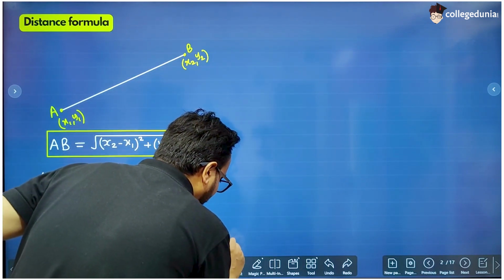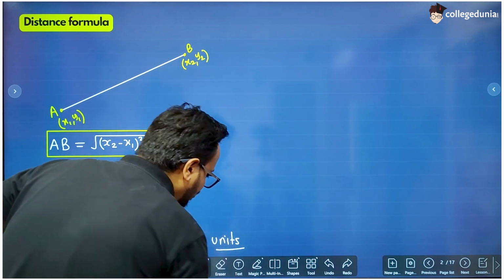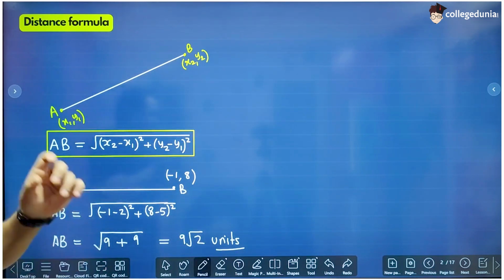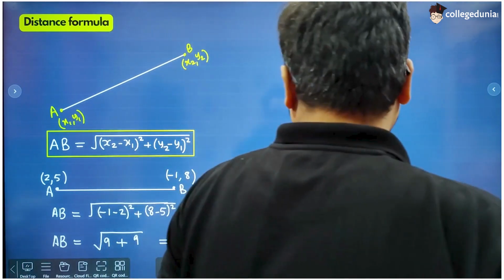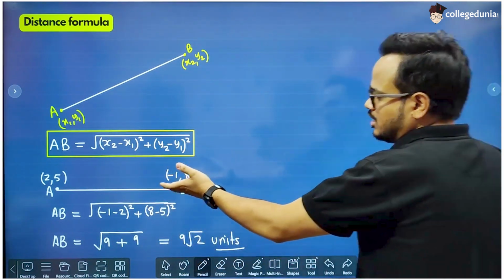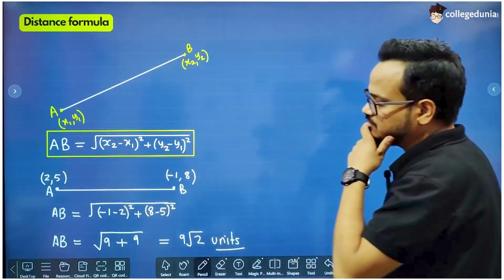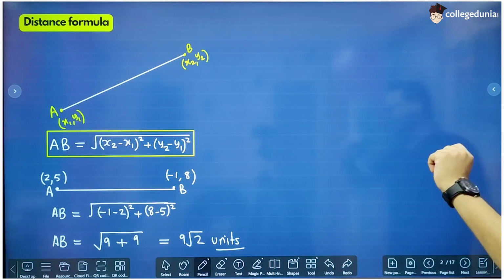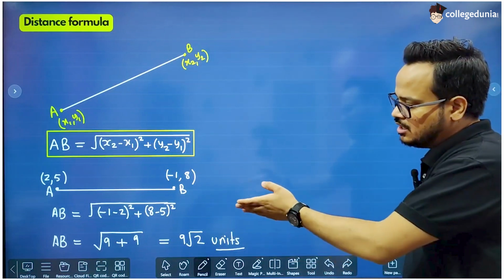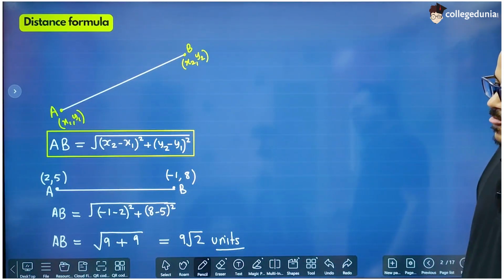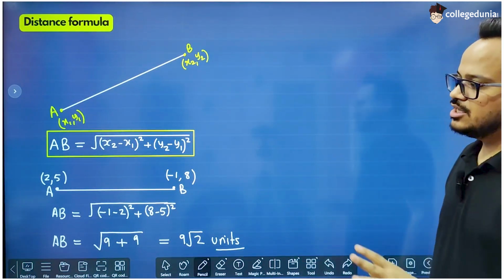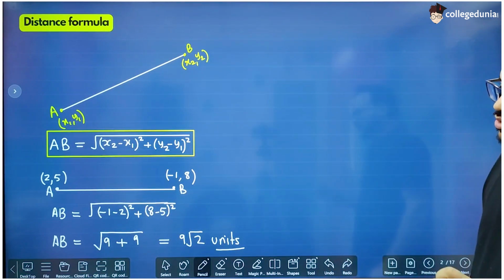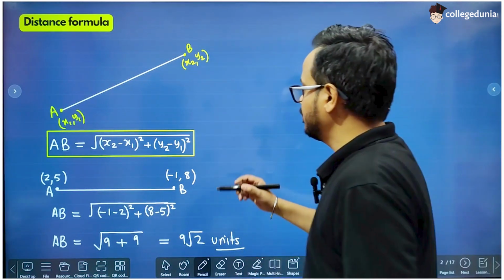And whenever we are finding the distance, we will write the word units because the distance is always in some kind of units. So we do not know what are the units of this 2, 5 and minus 1, 8. If the units were given in the question, like these values are in centimeter or meter, then we would have written that unit in front of the answer. But since the units are not given, we will just write 9 root 2 units for the distance.